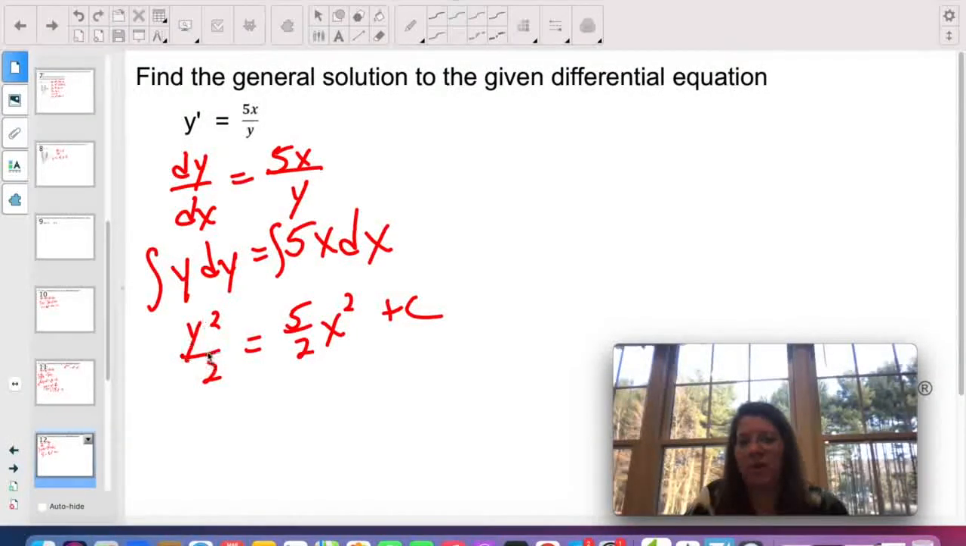If we put a c over here and a c over here, if we then combine those two c's, wouldn't we still just have a c? We don't know what either one of them are anyway. So as long as you put the plus c on one side, you're good. You don't have to put it on both.